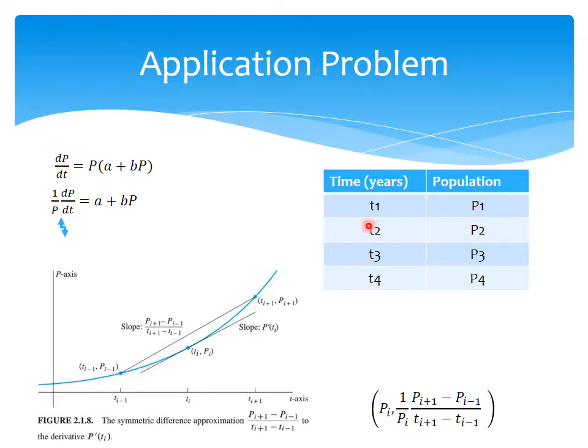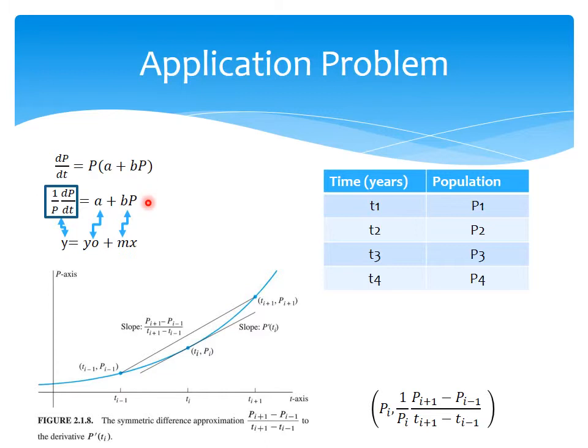So let's say we can approximate the slope for the year T2, because I have population P2 and P3 and P1. And so the idea is this is an equation for a straight line. So I'm going to write it this way, where our Y value is 1 over the population for a particular time period divided by the derivative. Our y-intercept value is our constant A, and our slope is our constant B, and our x becomes P.